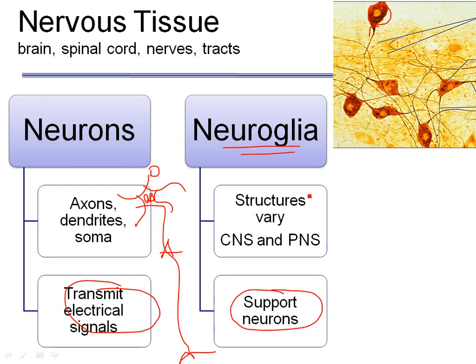Neuroglial cells, their structures vary depending on if it's the central nervous system or peripheral nervous system. We'll have a lengthy conversation about these 2 tissue types when we hit the nervous system. So these are neurons, and these teeny little cells, those are neuroglia.